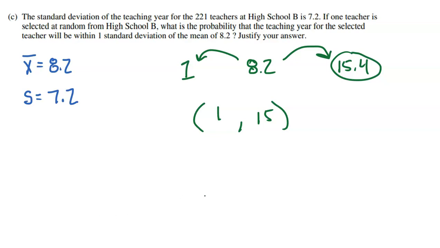So I have 218 total teachers. I need to figure out how many of them fall within that range of 1 to 15 years, which would be within 1 standard deviation.